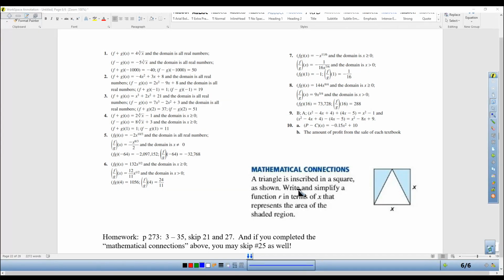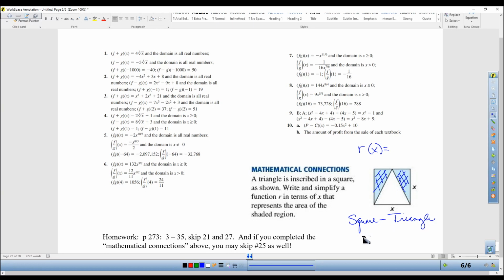A triangle is inscribed in a square. To inscribe means to be so big it touches the side. So this would not be considered inscribed. Write and simplify a function r in terms of x that represents the area of the shaded region. So I want r of x, and I want that to represent this area right here. So the area of the whole square minus the area of the triangle will give me that shaded region.